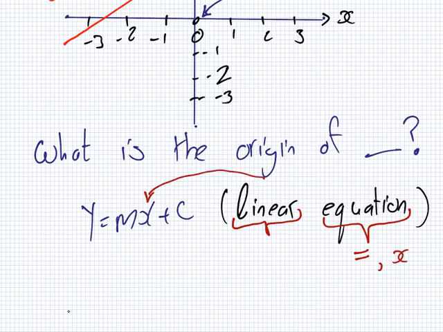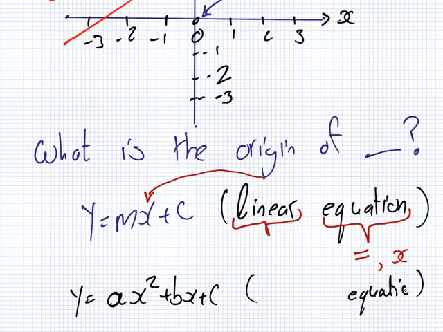If it was like this, it has a different name. Double equation? No. Good try. I don't think you'll guess this. We call it a quadratic equation.